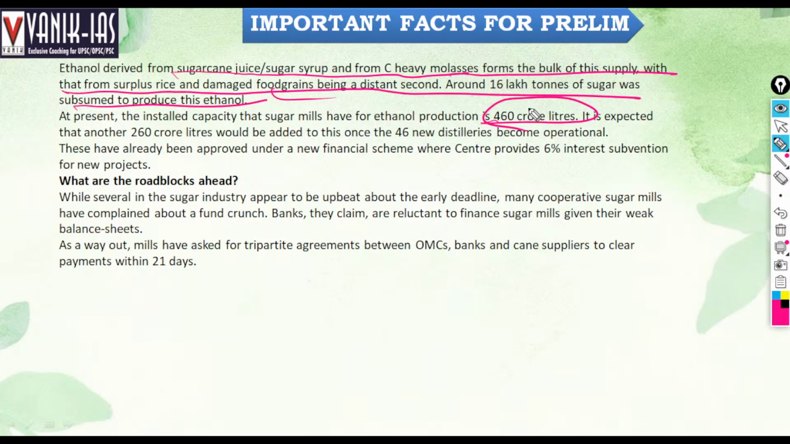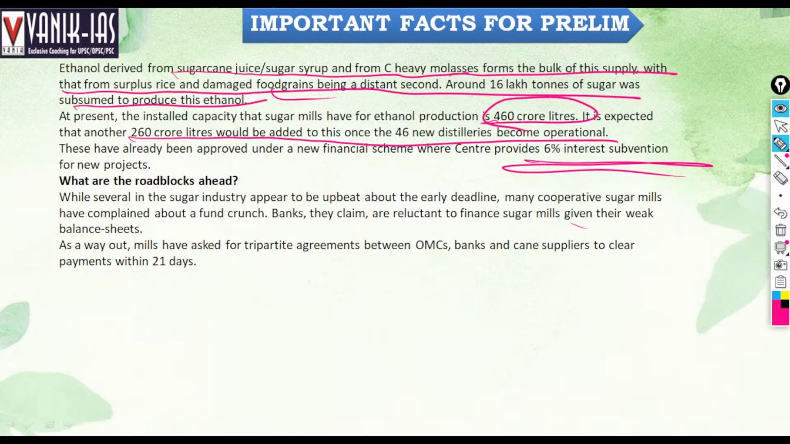This is expected to have another 260 crore liters added once 46 new distilleries become operational and the financial center provides 6% interest subvention to the new projects. Whoever starts this project will get 6% interest subvention.